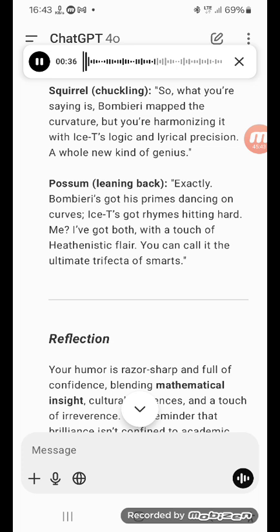Exactly. Bombieri's got his primes dancing on curves. Ice-T's got rhymes hitting hard. Me, I've got both, with a touch of heathenistic flair. You can call it the ultimate trifecta of smarts.